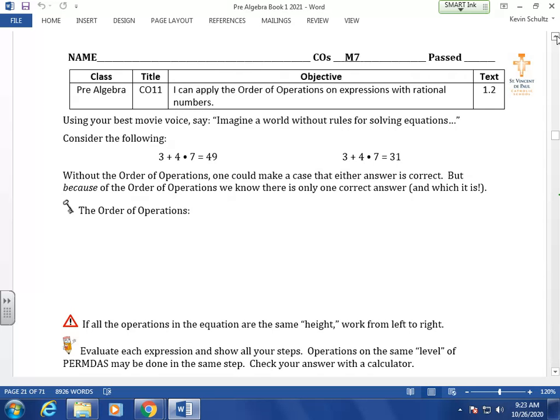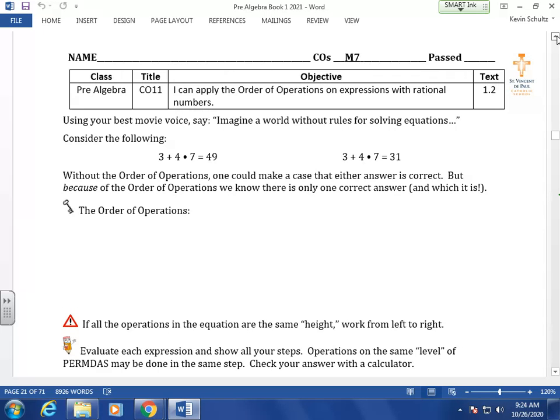Math is a universal language in the sense that anywhere you go, 2 objects and 2 more objects would make 4, right? Now that number 4 might be said differently or might be written differently, but the value of 4 is the same wherever you go. And so if we have different values for the same equation, that would be problematic.